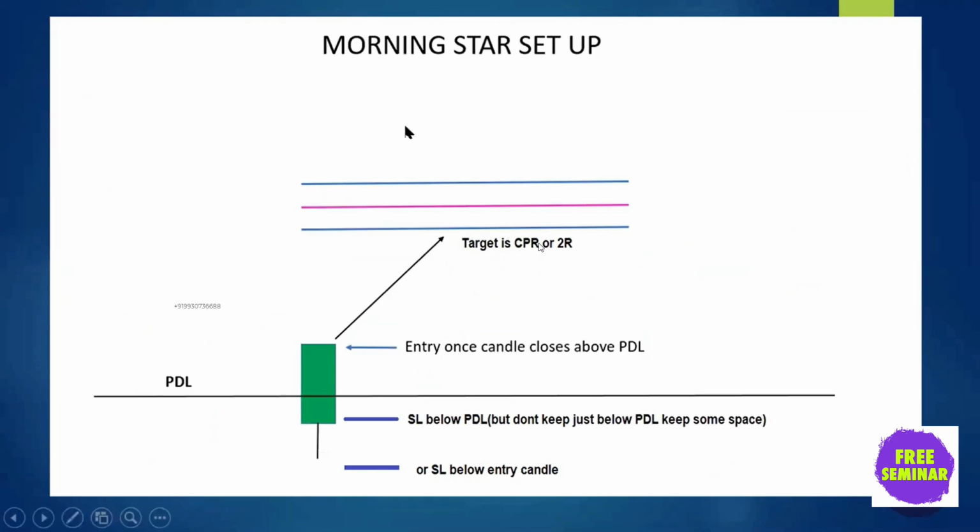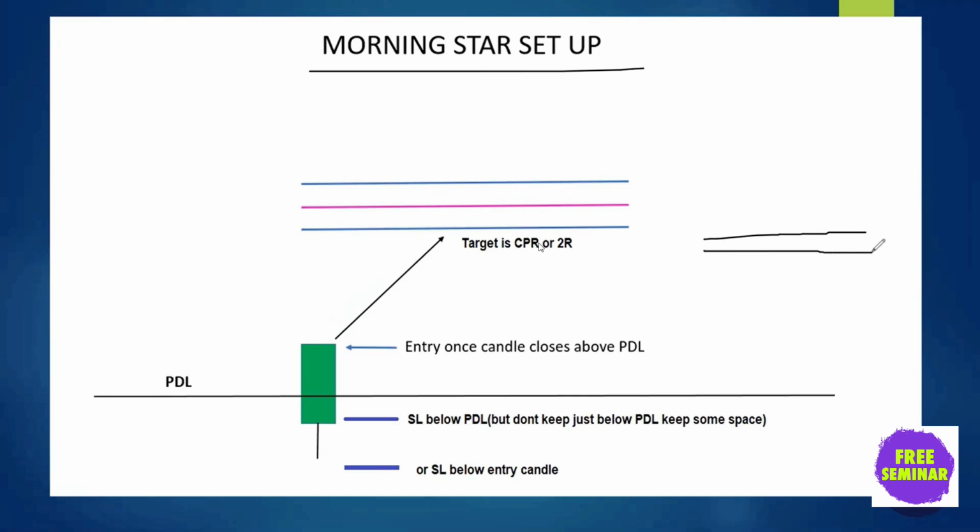Now we'll discuss a pattern called the morning star pattern. The morning star pattern is the opposite of the evening star pattern. In the evening star pattern, this is your current day CPR, this is your previous day high, this is your previous day low. If the market opens with a small gap up and makes a bearish candle, don't short, wait for the previous day high to be broken. Once it is broken, you can go short, take profit here.